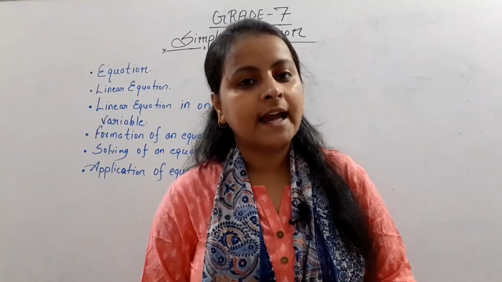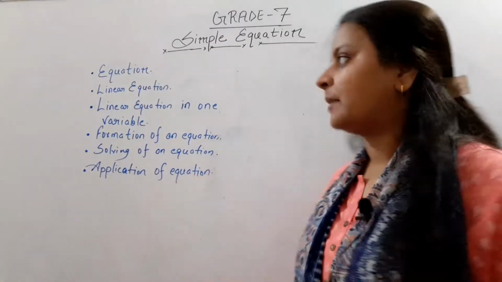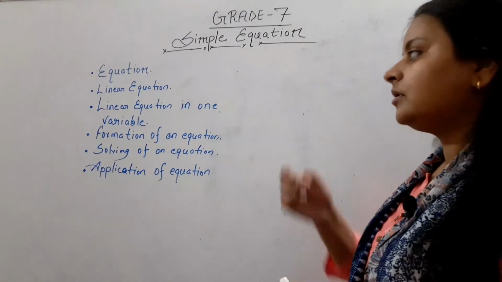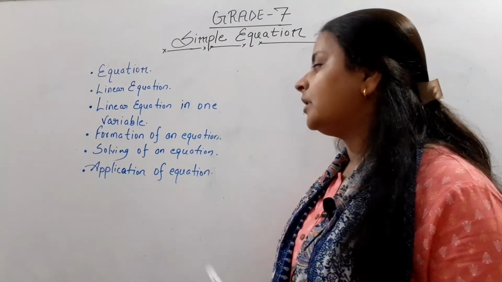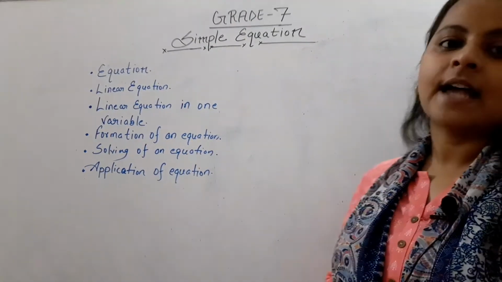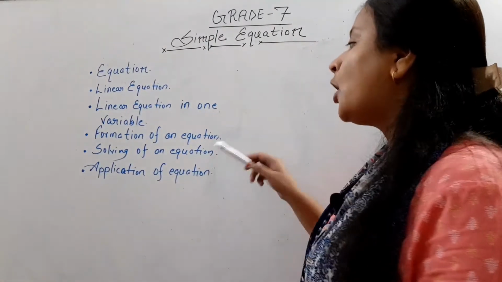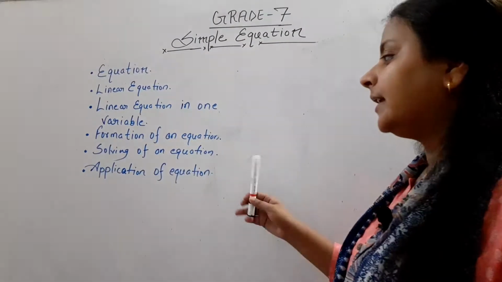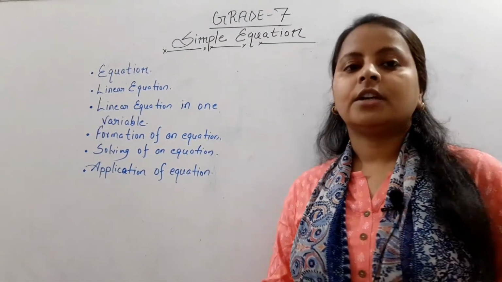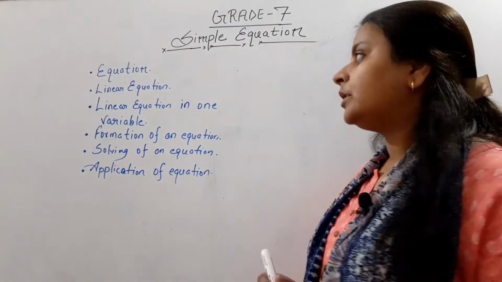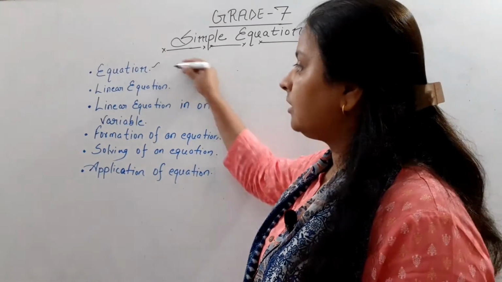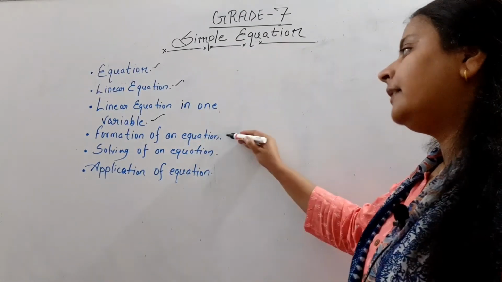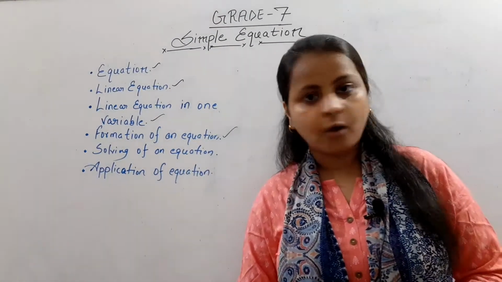Students, first we see what we are going to learn in this chapter. First we learn about equation, then linear equation in one variable, formation of an equation, that is how we form an equation, solving of an equation, how we solve a given equation, and then application of equation. In this video we are going to learn about what is equation, what is linear equation in one variable, and formation of an equation, that is how we form an equation.